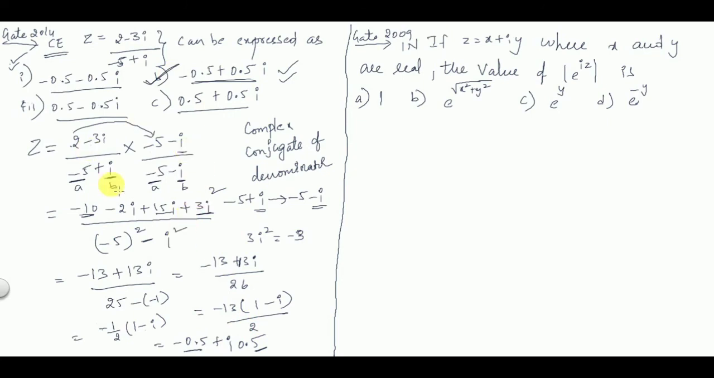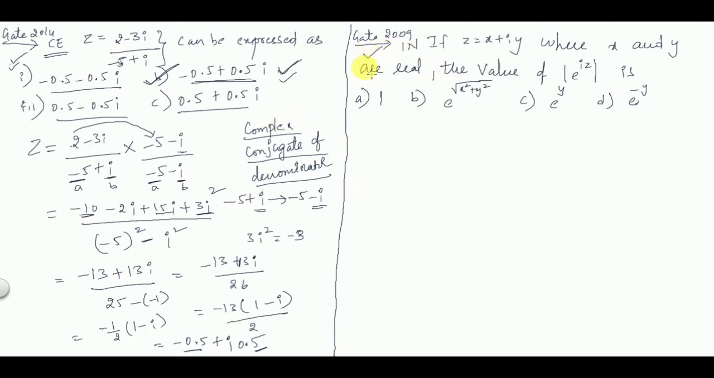Okay, so this is how we can convert a fraction of two complex numbers into one complex number. Just multiply with the complex conjugate of the denominator. Very simple problem, but I have just given you as an example for revision purpose only. Right, we'll see the next problem.